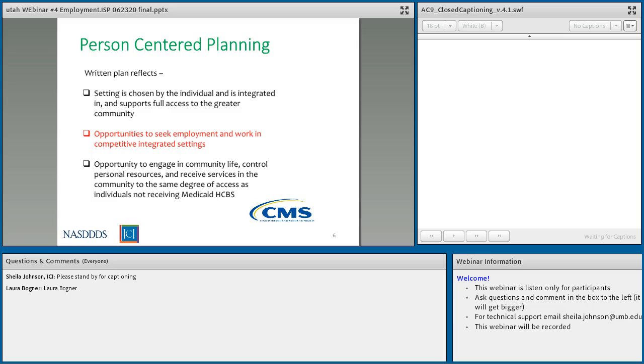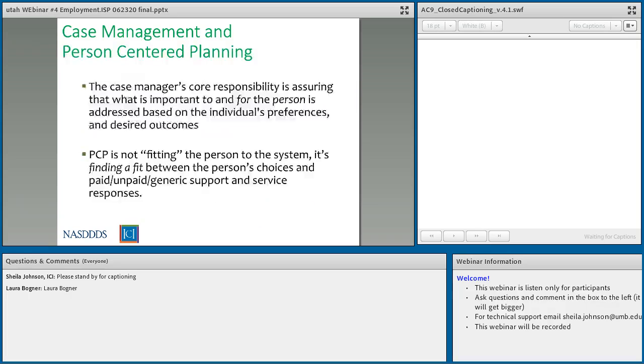Here are, really quickly, those 3 pieces of person-centered planning that are verbatim from the CMS regs. When you're doing the person-centered plans, you have to make sure that the setting where the person lives and wants to receive services is chosen by that person and is integrated in and supports full access to the greater community. And you all know that states have developed transition plans and put forth any of those settings that they feel don't meet the tenets of the CMS regulations, specifically around settings that isolate. I already went over opportunities to seek employment and work in competitive integrated settings. And lastly, the opportunity to engage in community life to the same degree. So I put them on this slide because I think they bear repeating, because they really are the focus of planning.